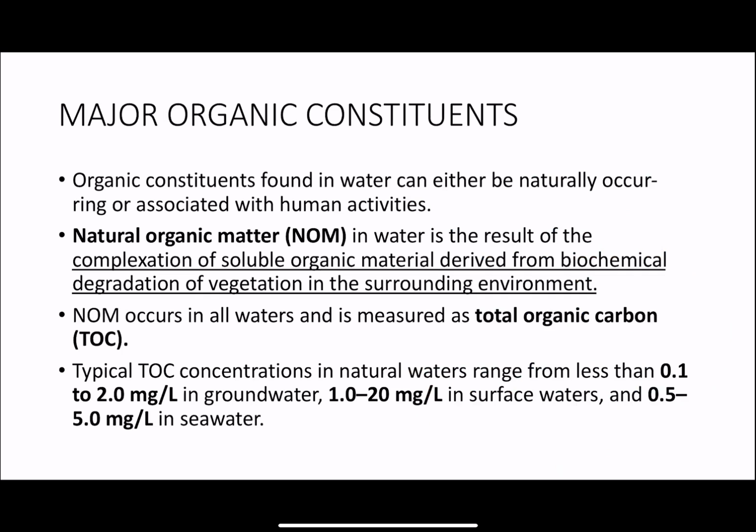Major organic constituents. Organic constituents found in water can be either naturally occurring or associated with human activities. The major one is natural organic matter in water. This is a result of complexation of soluble organic material derived from biochemical degradation of vegetation in the surrounding environment. NOM is measured as total organic carbon. This is famous, TOC, total organic carbon. Typical TOC values range from 0.1 to 2 milligrams per liter in groundwater, 1 to 20 milligrams per liter in surface water, and 0.5 to 5 in seawater.